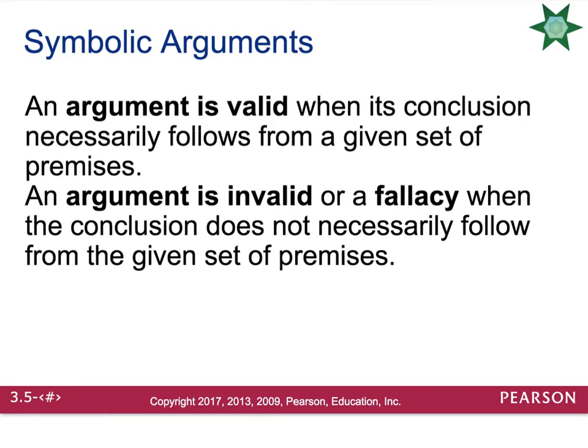An argument that's valid will have its conclusion necessarily follow from a given set of premises. You're going to be able to tell if an argument's valid when you do a truth table because it will be a tautology, which remember is a column of all truths. An argument is invalid, or called a fallacy, when the conclusion does not necessarily follow from the given set of premises. When you look at the truth table, you will be able to tell it's invalid because at least one item will be false in the solution column of the truth table.